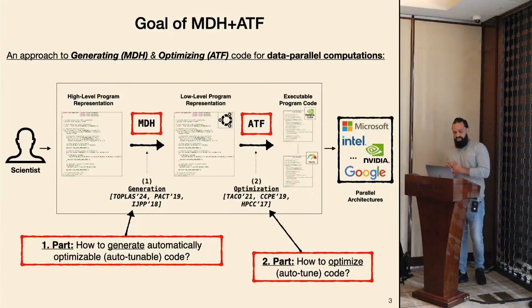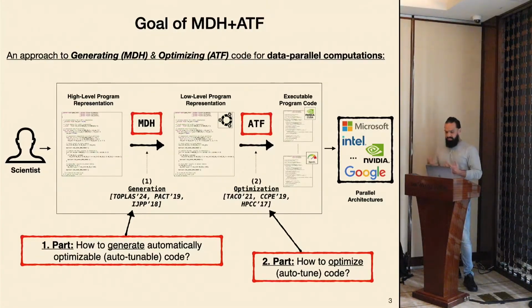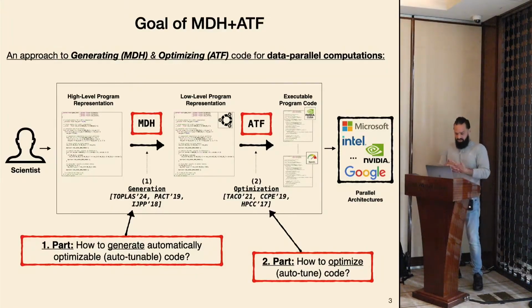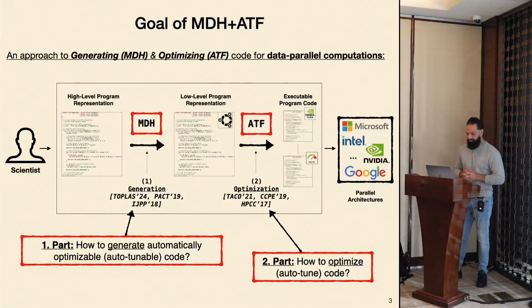So, the goal of MDH and ATF: approaches to generating and optimizing code for data-parallel computations. If you want to summarize quickly, in simple questions, what these projects are about, then regarding MDH, our research on code generation, the question would be: how can we generate code that can be fully automatically optimized for a particular target architecture and also for characteristics of the input and output data, such as, for example, the data size or memory layouts?